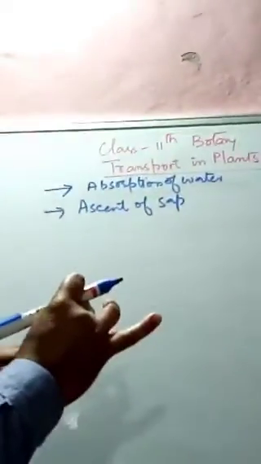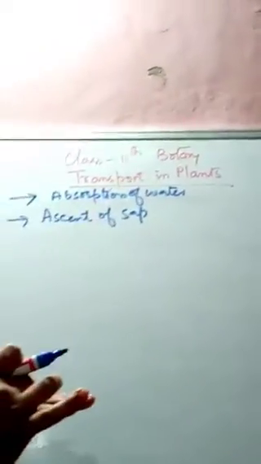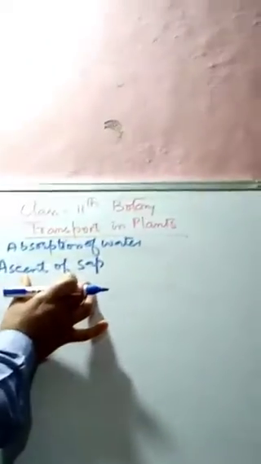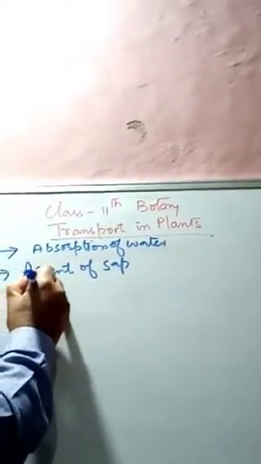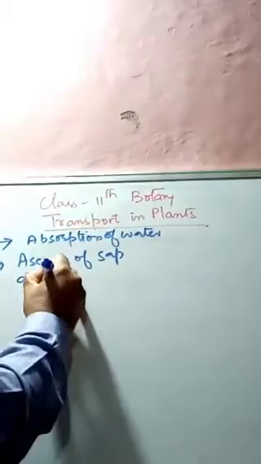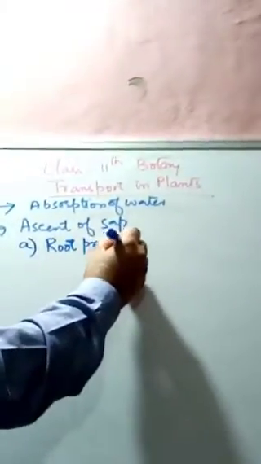In the ascent of sap, how is water transported from the root cortex, how does the upward movement take place? This is called the ascent of sap. There are various factors which are responsible for this. The first one is the root pressure, which we have already discussed in the last video.